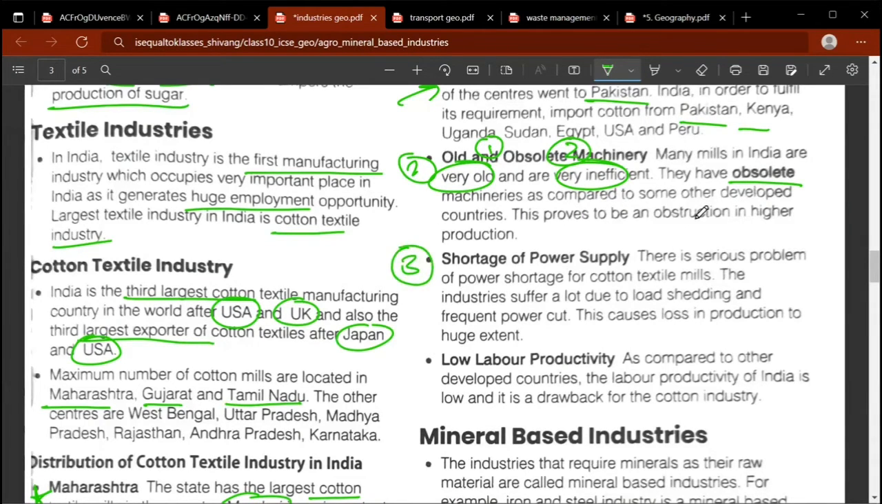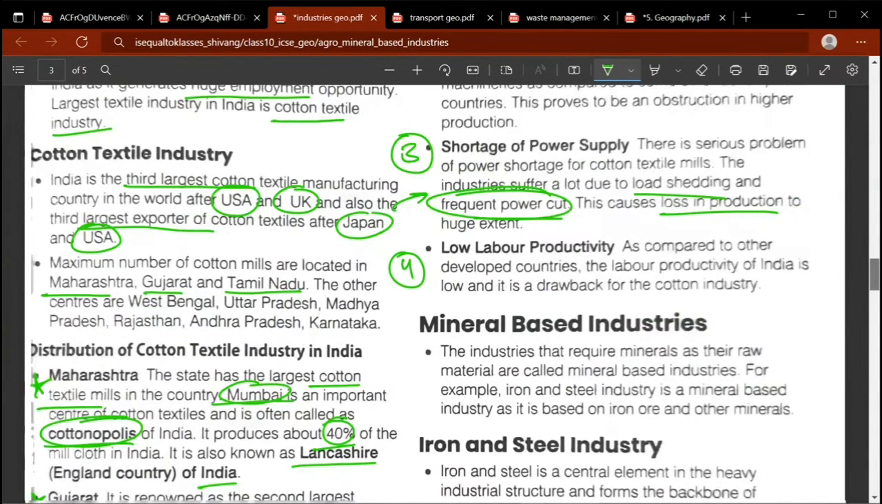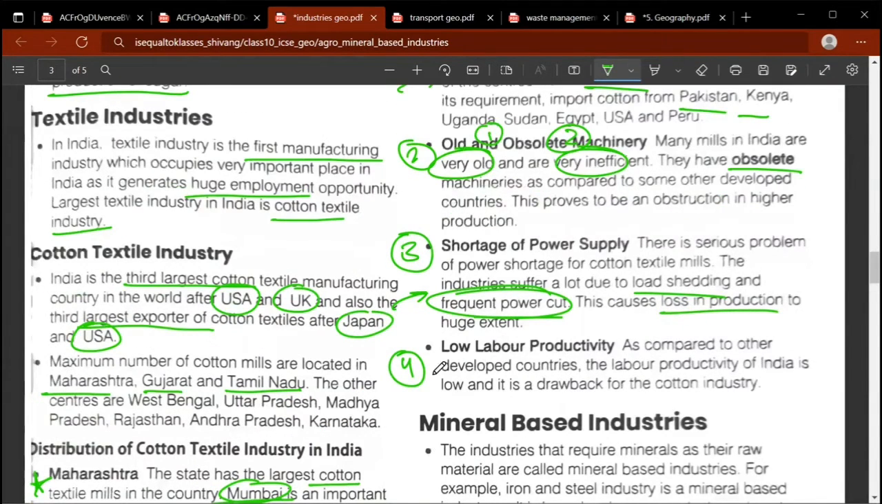And we have shortage of power supply. There's a serious problem of power shortage for cotton textile mills. There's not a steady supply of electricity in cotton textile mills. The industry suffers a lot due to load shedding and frequent power cuts. This causes loss in production to a huge extent. And finally, we have the fourth point, low labor productivity. As compared to other developed countries, the labor productivity of India is low, and it is a drawback for the cotton industry.